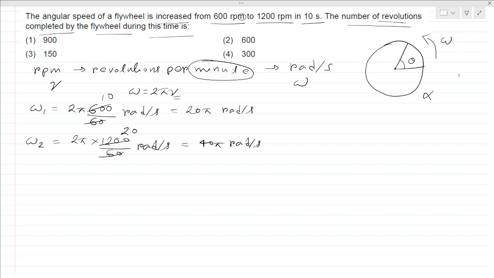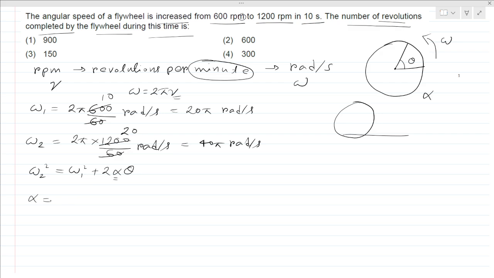What we have to calculate is the number of revolutions. So I hope you remember the linear equation, that the linear velocity v square equals u square plus 2as. We will use the same equation here, but with one change: the object is not moving linearly, it is moving with angular displacement. So we can write omega 2 square equals omega 1 square plus 2 into alpha, the angular acceleration, into theta.